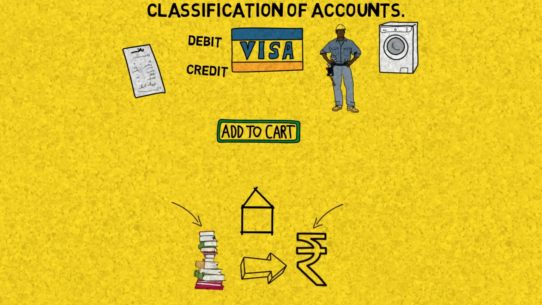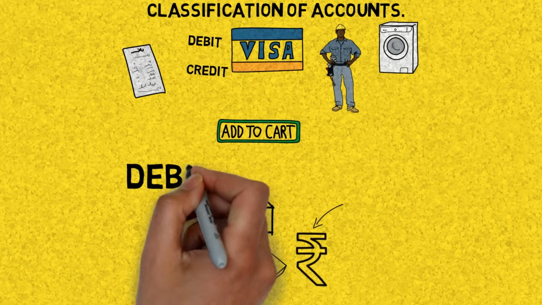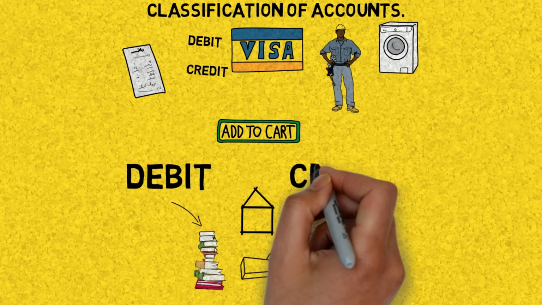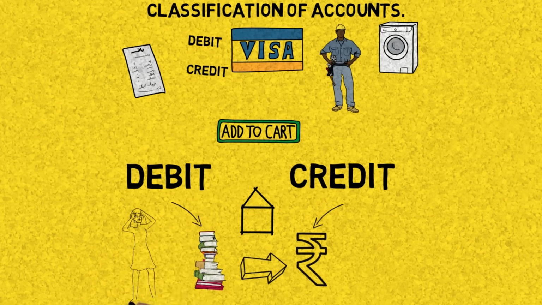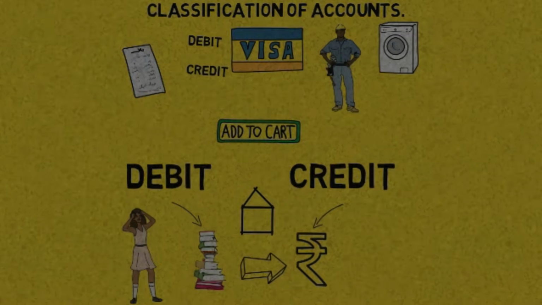As we have studied earlier, every transaction has the dual effect of debit and credit. Then in this transaction also, one account must be getting debited and another account must be getting credited. But how to identify which account will be debited and which account will be credited? To know this answer, first we need to understand classification of accounts.